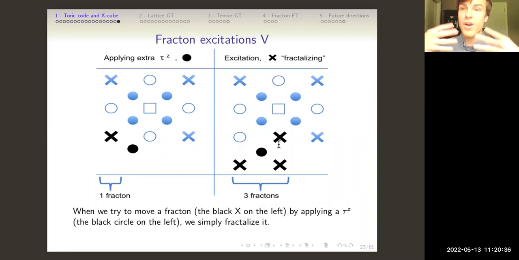And so this fractalization is the reason these excitations are called fractons. And so that kind of concludes the spin model picture of fractons. Note that we haven't gauged the matter field like we did in previous work. But the next aspect of fractons is really with regards to gapless models.